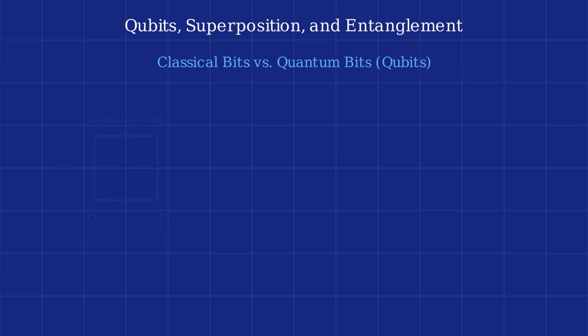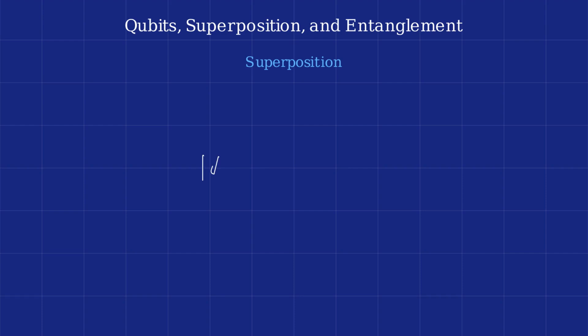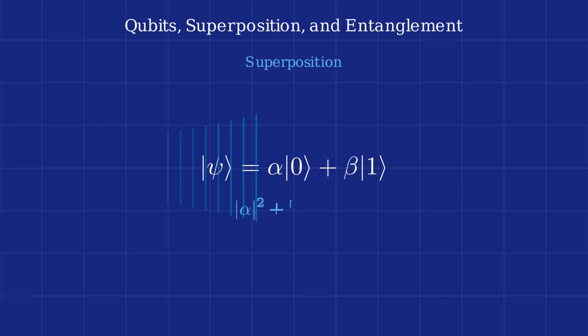Classical computers use bits, which can only be in one state, either 0 or 1 at any given time. Quantum computers use qubits, which can exist in superposition, meaning they can be 0, 1, or both simultaneously. In superposition, a qubit exists as a combination of states.